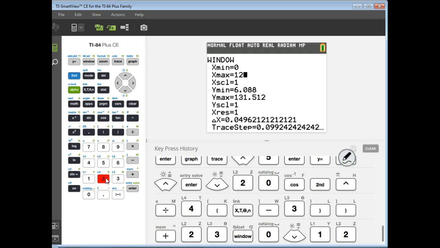Now, with this being in radian mode, some people argue, oh, well, I should go out to like 3 pi or something. I don't really care because I'm just going to use decimal answers here, so I don't care if the window fits radian numbers nicely right now.